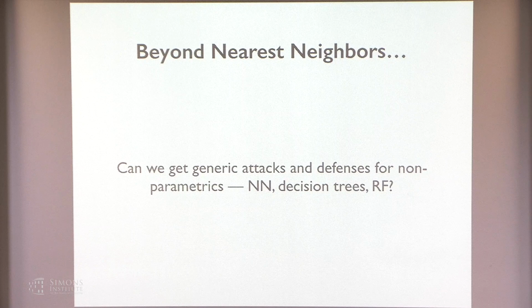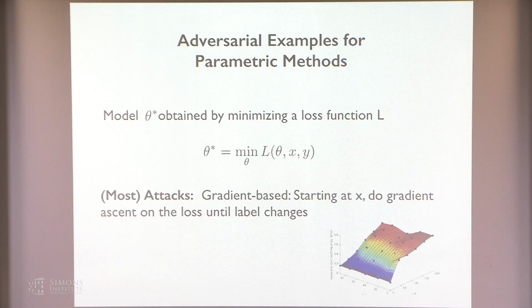Okay, so coming back, we talked about nearest neighbors. The next question is, can we look at more generic non-parametrics? This is some work that we just did, and it's going to come up on arXiv in a few days. The idea is, can we get generic attacks and defenses for non-parametrics like nearest neighbors, decision trees and random forests? The reason we care about generic methods is that for parametric methods we do have generic things.